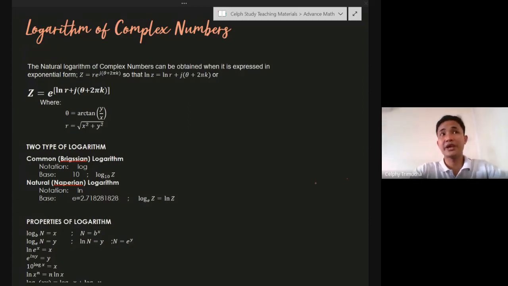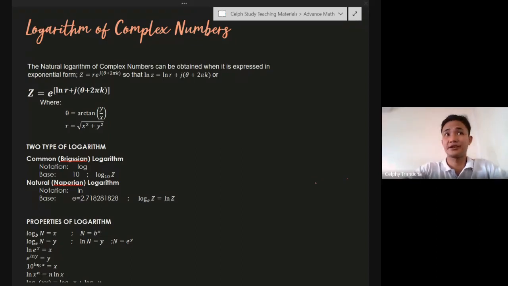Okay, so we have logarithm of complex numbers. So I presented here in your modules what rules we need to follow when we are dealing with complex numbers. That does not only apply to logarithm, but I presented all the possible rules that we encounter when we are having operations for logarithm.